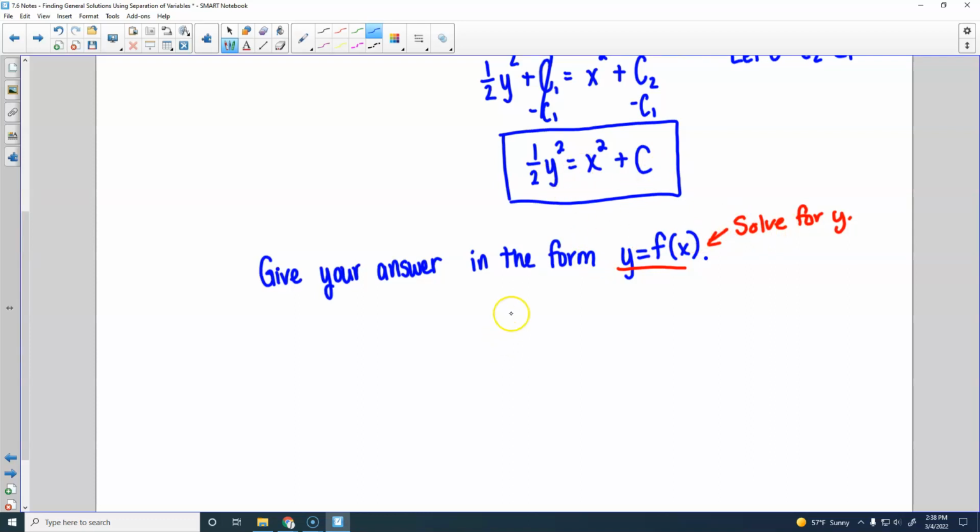So if they asked you to do that, you could multiply both sides by 2. So you get y squared equals 2x squared plus c. Do I have to multiply the c by 2? I could if I wanted to, but I don't have to because c is an unknown value, and 2c is also still an unknown value. And then I would square root both sides. So y would equal plus or minus the square root of 2x squared plus c.